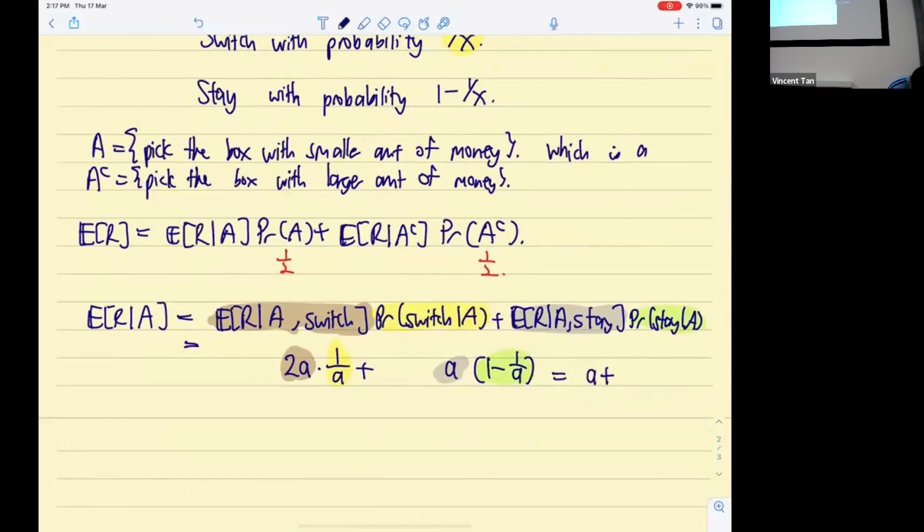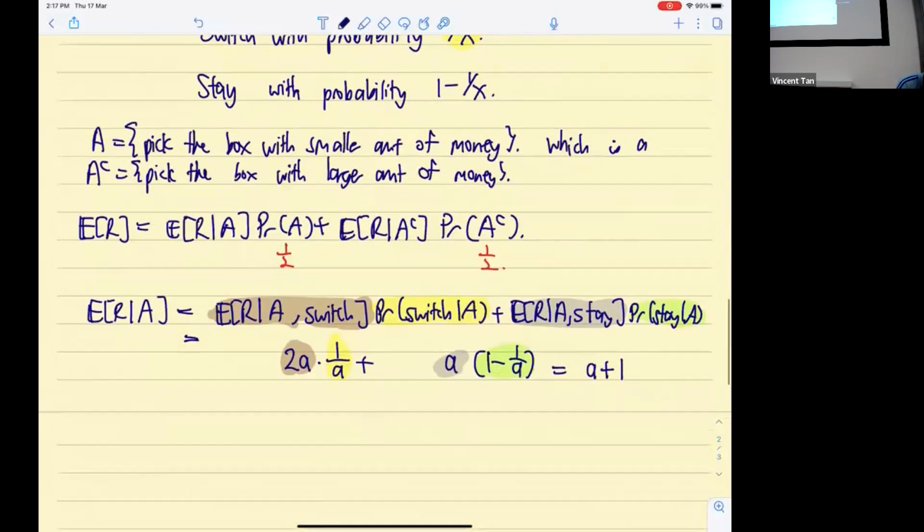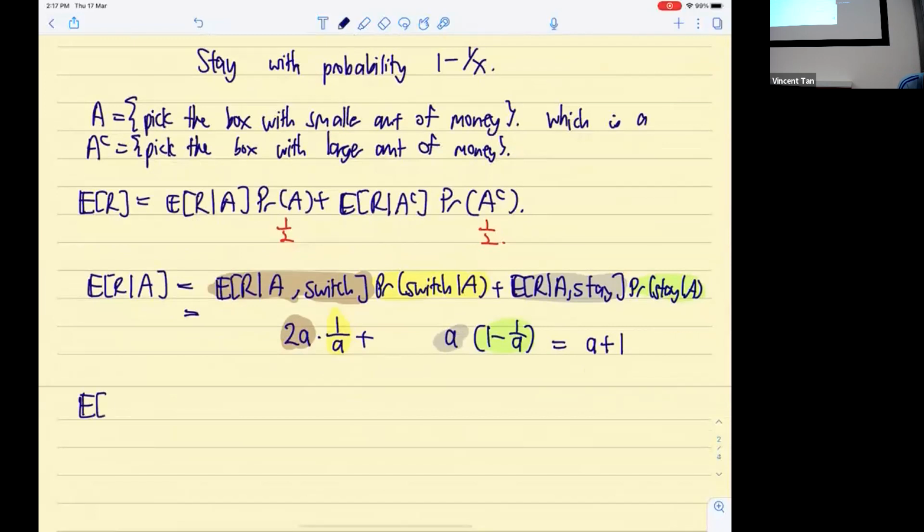This is A plus 1, after you do the algebra. I'm not going to teach you how to do algebra. We can do one more thing. What does the other case mean? This means we pick the box with 2A dollars. Then we can use a similar decomposition here.